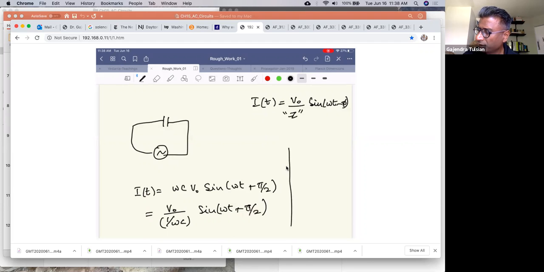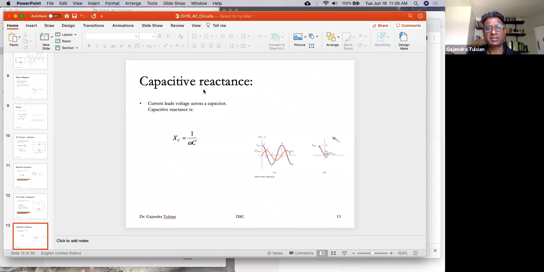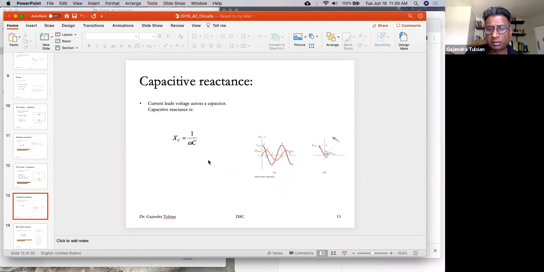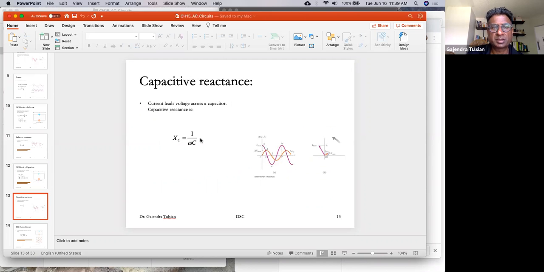From this expression, you can see that Z is 1 over omega C. This is called XC, and phi is minus pi by 2. Those were the two things we were interested in. For the capacitor, the capacitive reactance is given by 1 over omega C, and as the frequency increases, the resistance of the capacitor goes down, it decreases. And phi was minus pi by 2, so current leads voltage across a capacitor, and capacitive reactance is that.